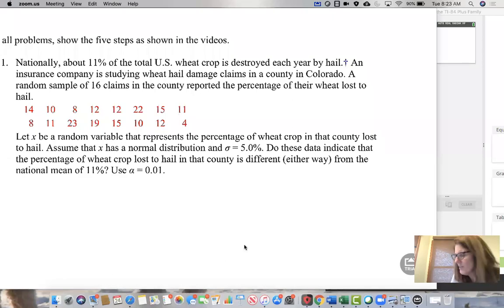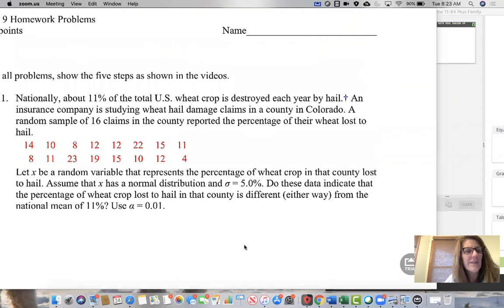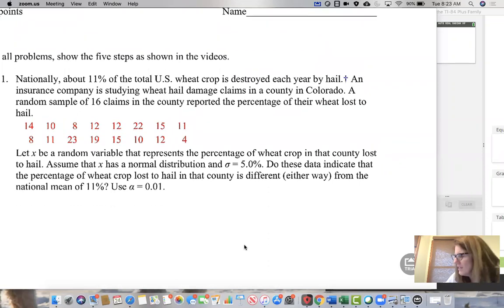Okay, so I want to do an example from the homework here. This is just the first homework problem. A couple of you had questions here on the two-tailed test and the percentages here. So let's just walk through this one.